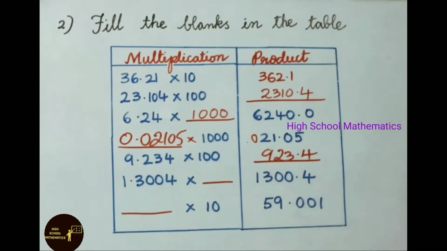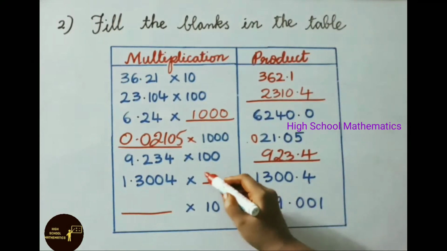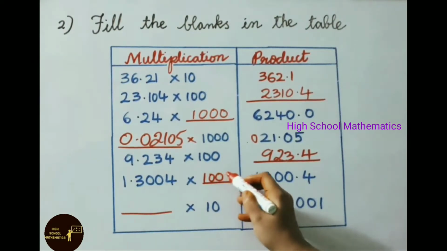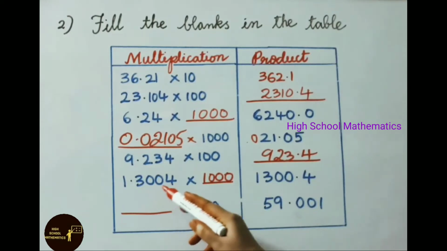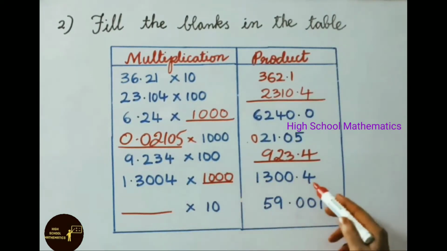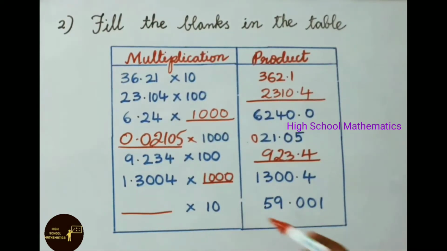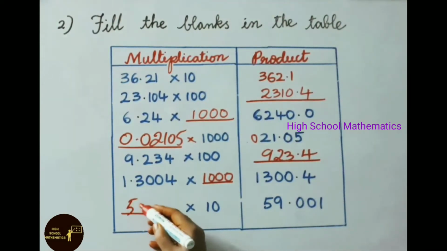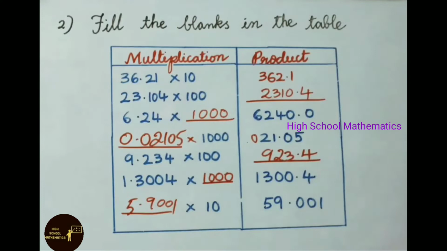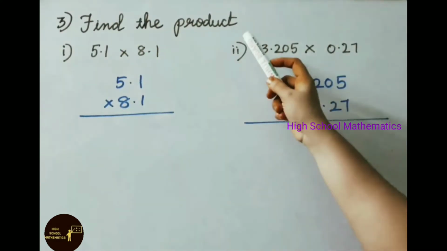3 places before they place the decimal point. So since it is 3 places, we are going to multiply by 1000. So 1.3004 multiplied by 1000, you will get the answer 1300.4. See the last blank, times 10, they got the answer 59.001. For this answer, multiplied by 10, that's why you shift this decimal point 1 digit before. So the answer will be 5.9001.